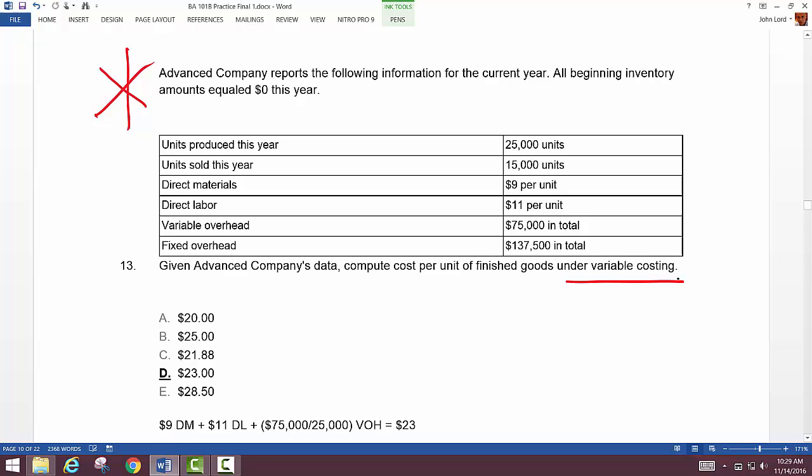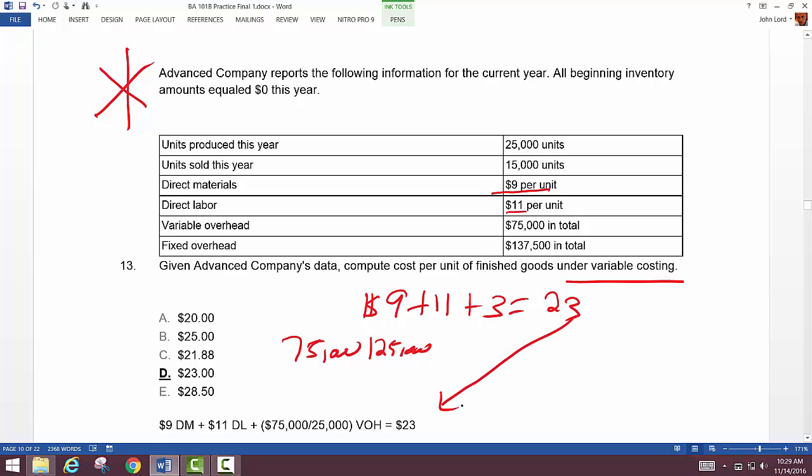So let's go ahead and take a look at this advanced company, and cost per unit under variable should be what? Should we pick up the materials? Yes. $9. Got to pick that up. Good. How about the labor? Yes. Got to pick up the labor. Good. How about the variable overhead? Yes, we do. So we take that 75,000 divided by the number of units produced, 25,000. That's $3. Okay. And so we pick all those up. That's 23?